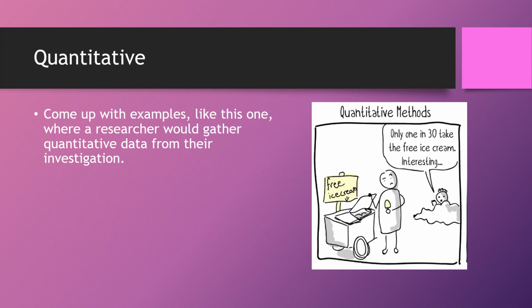So at the bottom of page 67, you'll see you've got 5 little boxes there. I'd like you to come up with some ideas about what sort of quantitative data you could gather from an investigation. Now, this can be related to social, but you can also relate this to any other aspect of psychology. So what quantitative data would you gather? What would you measure numerically in any aspect of social psychology or cognitive psychology?